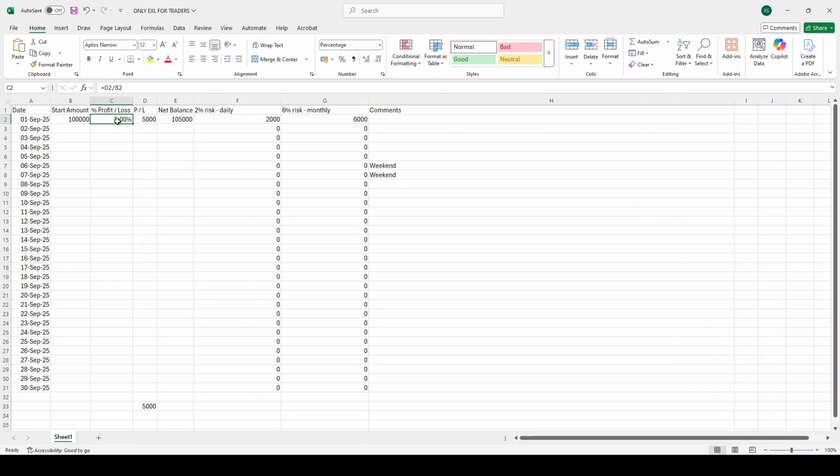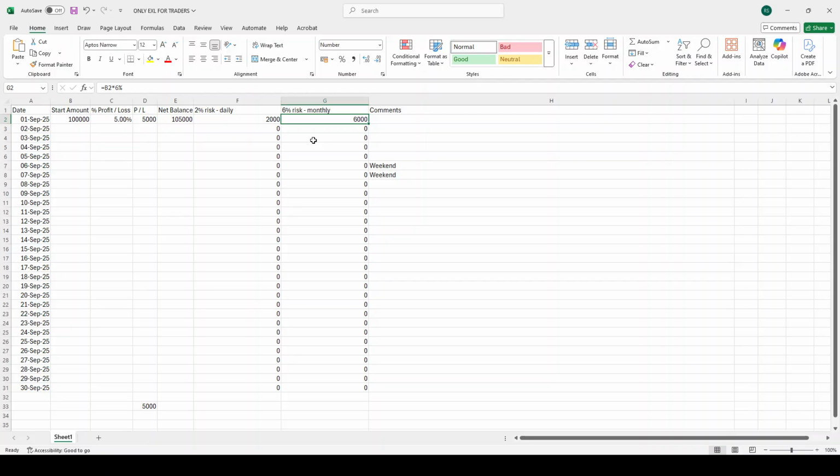Show it in percentage. You can always click this and say format cells, and you want to see this in percentage with the decimal point. And this is 2% of the capital that you are coming in. So your daily risk is 2% and your monthly risk is 6%. Now monthly risk for you can be 6%, for some it can be 8%, for some it can be 10%. For the sake of this example, I have made it 6%. You can keep it at 10%. I think 10% also is okay.